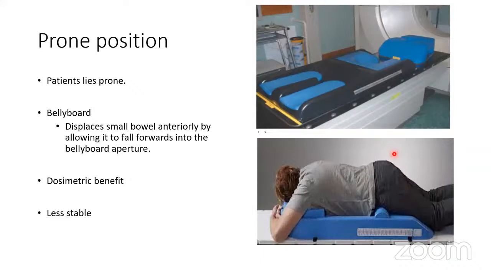You can also go for a prone position with a belly board device. That is definitely helpful because it displaces the small bowel anteriorly, away from the field of irradiation, thereby reducing the dose to the small bowel and the toxicity. So yes, there is definitely a dosimetric benefit, but it is less stable and you require a belly board.